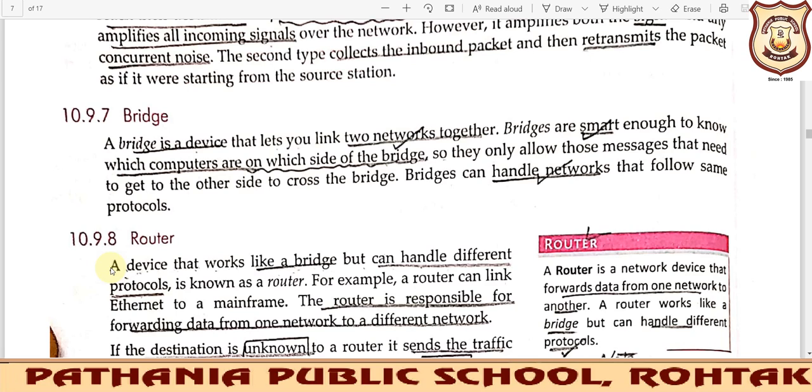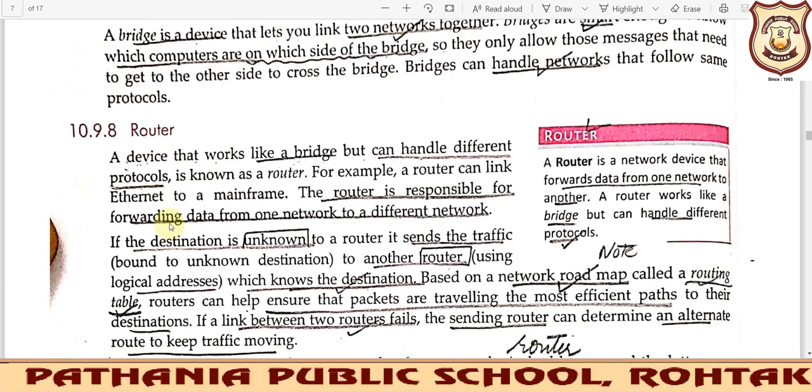Okay, so bridges are actually smart. They know which computer is where and how to handle these networks so that they may communicate or send information to each other. If communication is possible between two different networks, then it is possible with the help of a bridge. Okay, so now what is a router?